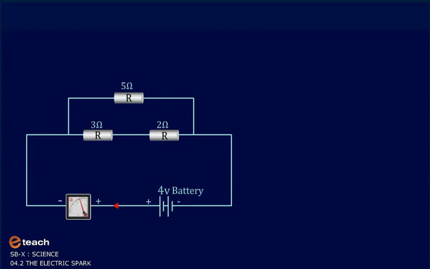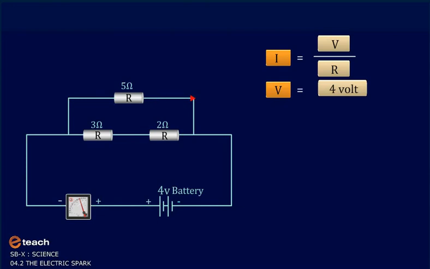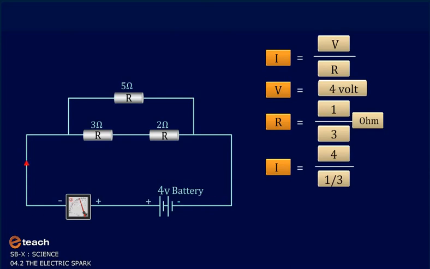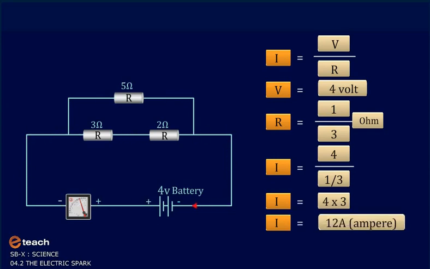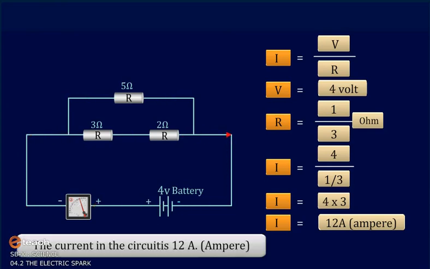For calculating current in the circuit, the formula is I is equal to V upon R. Here, V is equal to 4 volt and R is equal to 1 upon 3 ohm. Then, I is equal to 4 upon 1 by 3. So, I is equal to 4 into 3. I is equal to 12 ampere. The current in the circuit is 12 ampere.